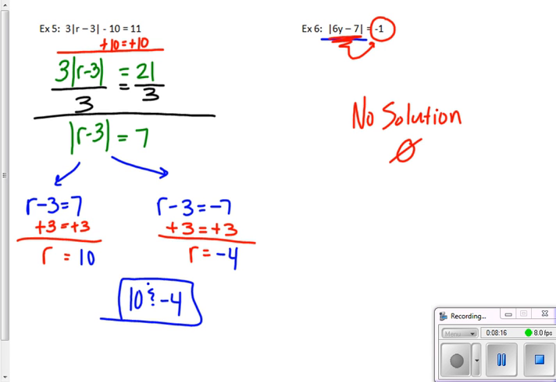This will conclude absolute value equations day 2.